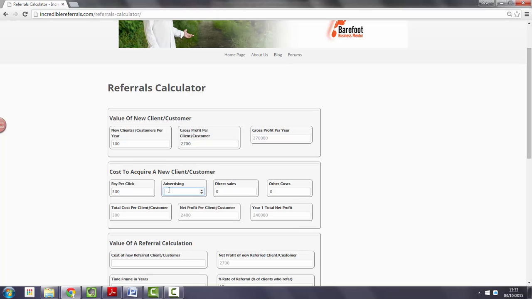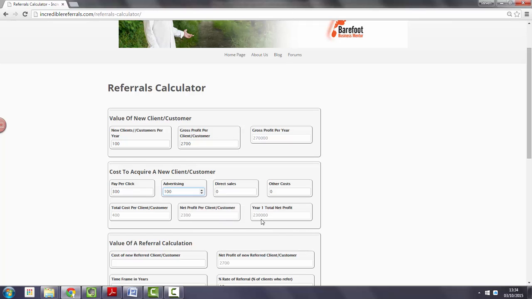£2,700 installation, and £100 on basic advertising, whatever that is, it could be Yell, it could be local advertising, whatever. I'm going to leave off the direct sales box, which could be things like salespeople going in. There could be other costs involved as well. Just put anything that you want. So what you'll see here is the total cost of acquiring a new client is £400, which means the net profit per client, per customer, is £2,300, which is £2,700 minus your costs.